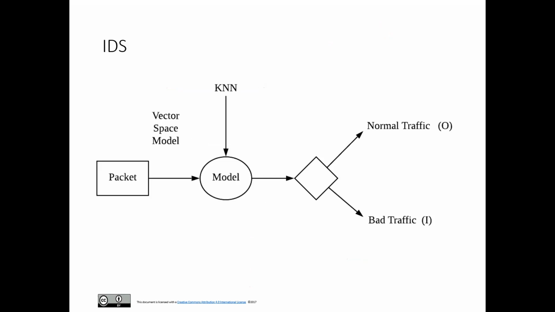So if we think about that problem of an IDS, an intrusion detection system, then we can take an initial packet, and now each packet needs to be represented as a vector in this vector space. If we have a space of one line, one axis, two axes here.